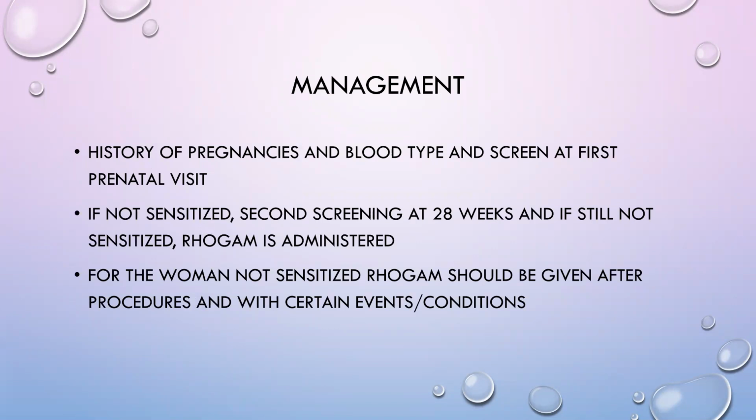History of these is very important, and mom's blood type, along with dad's, is very important in managing this disorder. A screening at the first prenatal visit is very important. If they have not been sensitized, a second screening at 28 weeks will need to be done. If they're still not sensitized, they will receive a RhoGAM.